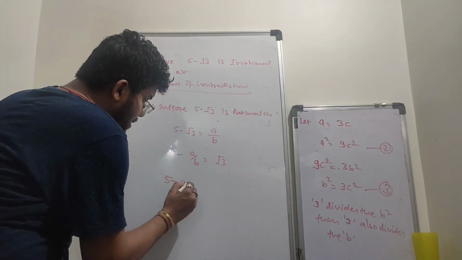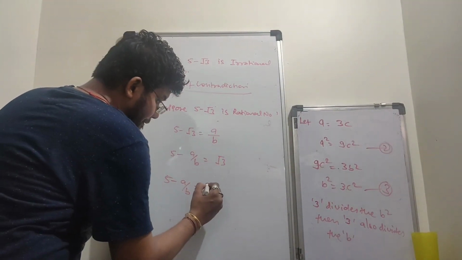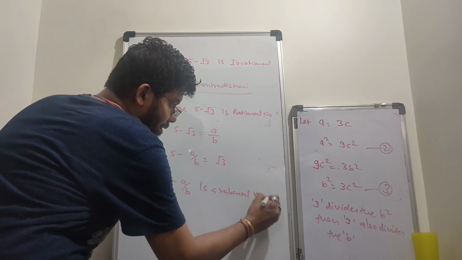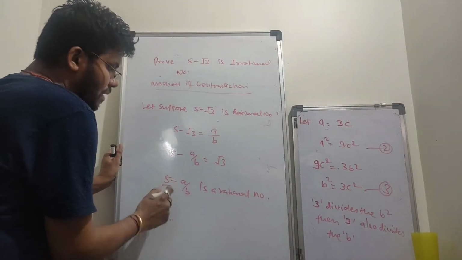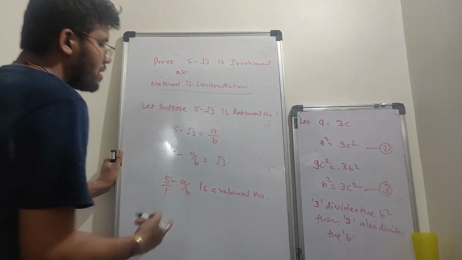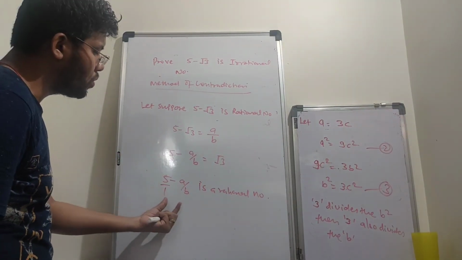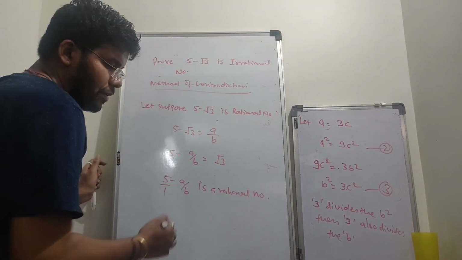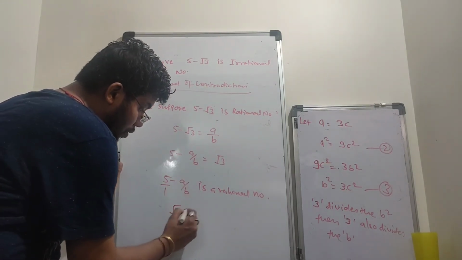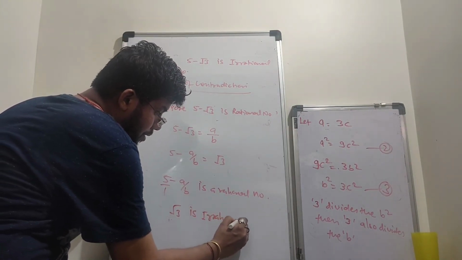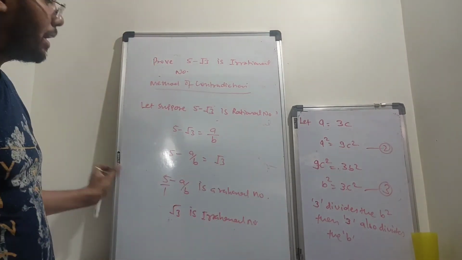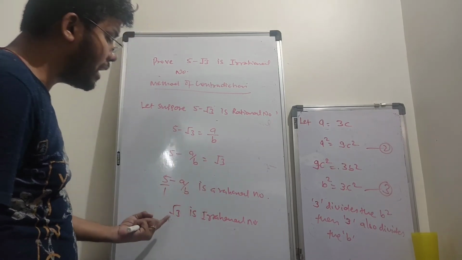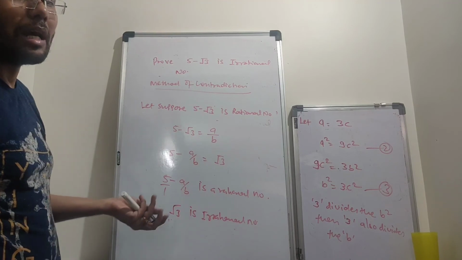Now this 5 minus a by b is a rational, because 5 is an integer, 5 by 1 is a rational, and a by b is a rational. So overall, subtraction of these two rational numbers is a rational number. But in the before example we proved that root 3 is irrational, that we already proved. So this equation, 5 minus a by b is equal to root 3, is not true, because 5 minus a by b is rational and root 3 is irrational, and a rational and an irrational number are not equal.